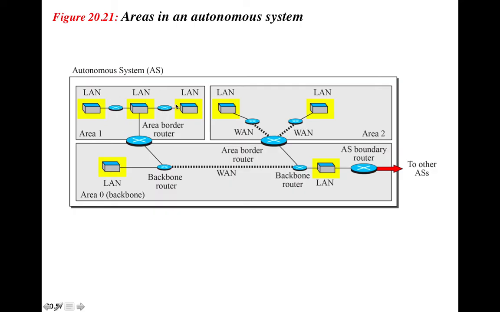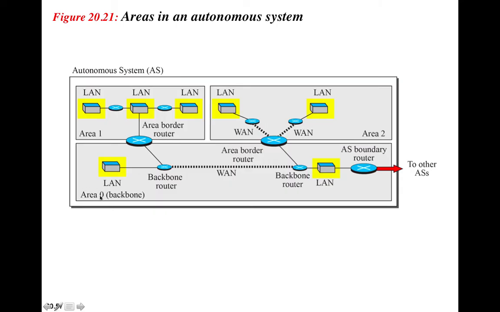Each area is connected to other areas through the area border router. Now, the area border router will exchange information with routers within the area and find out what's going on in terms of the routing and forwarding in its own area. Each area border router will have that information about its own area.